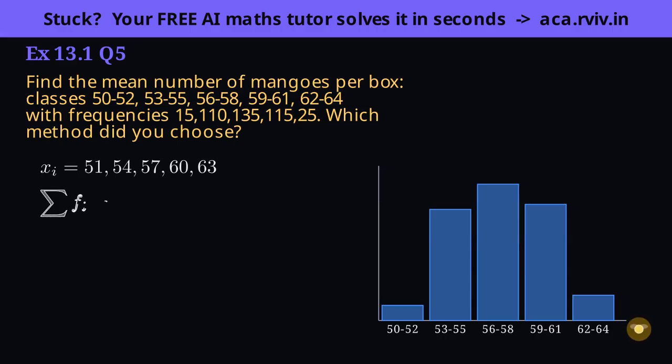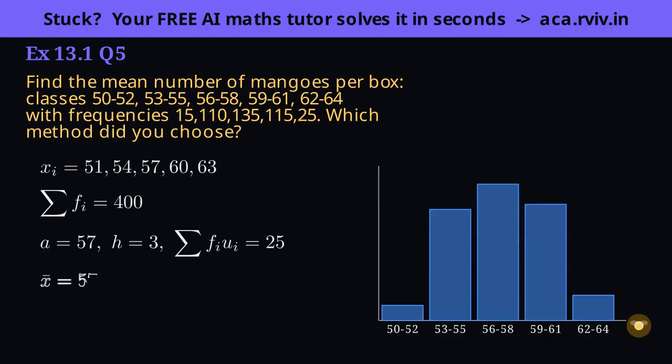Add the frequencies for the total, 400 boxes. The midpoints step by 3, so step deviation fits. Take A equals 57 in the middle, h equals 3, form the u_i, and sum f_i u_i to get 25. Unscale by 3, divide by 400, add A, 57 plus 3 times 25 over 400. The correction is under a fifth, so the mean is 57.19 mangoes.